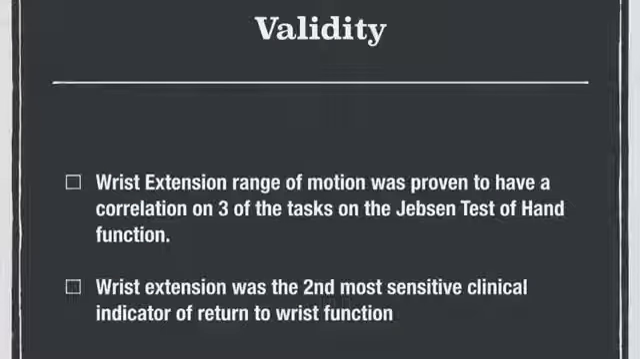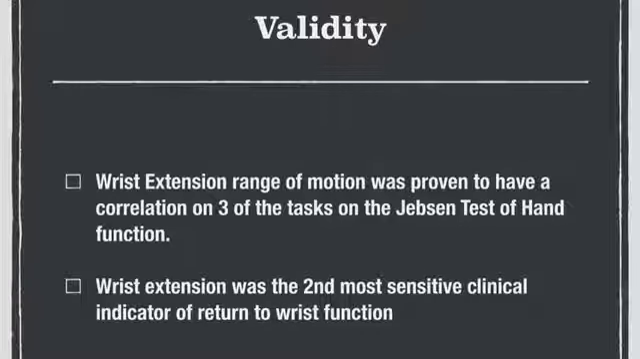Validity describes whether a test measures what it's supposed to measure. For wrist extension, range of motion was proven to have a correlation on 3 of the tasks on the Jebsen test of hand function. Also, wrist extension was the second most sensitive clinical indicator of return to wrist function following an injury. So it is a valid measure to be used.